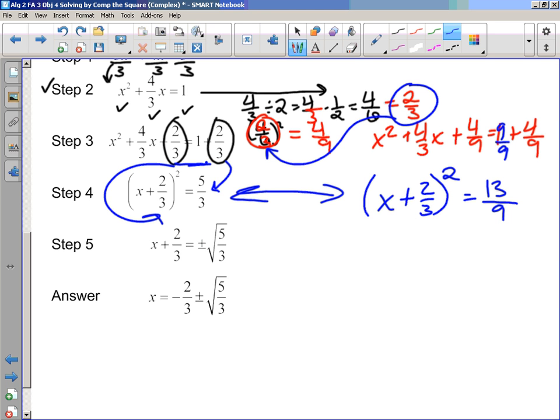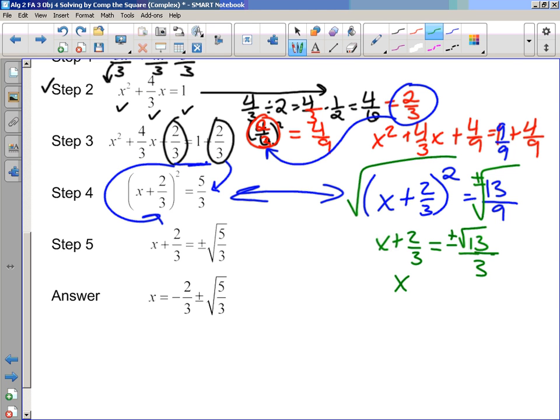So let's keep going. I'm going to take the square root of both sides. Don't forget plus and minus. X plus 2/3 equals square root of 13. Can't simplify that. And then square root of 9 is 3.